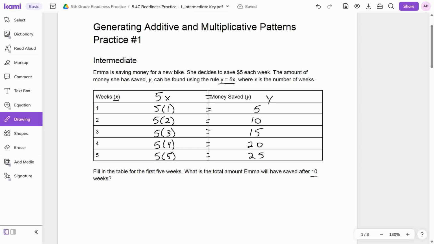because we now need to figure out what is the total amount that Emma will save after 10 weeks. Well, we could extend our table down to 6, 7, 8, 9, and 10 weeks. We don't need to. So let's just extend our table one row. And let's say this is 10 weeks.